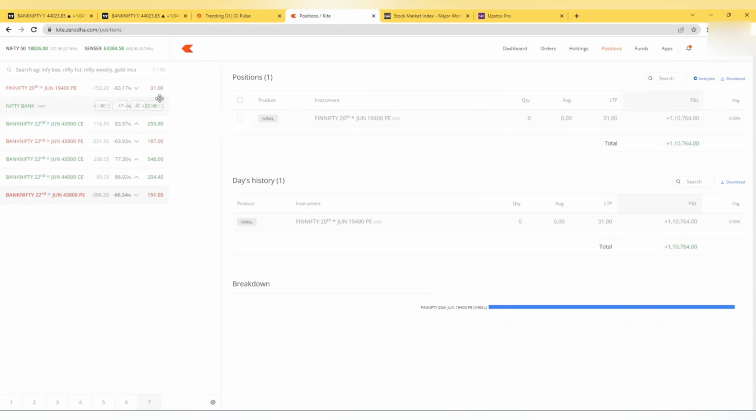40 delta means, let's say Bank Nifty is at 43,950. Then 43,800 PE, previous PE and next CE. Because previous CE will be in the money, next PE will be in the money.